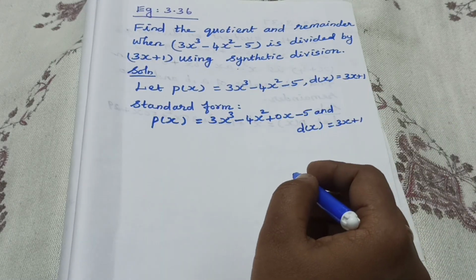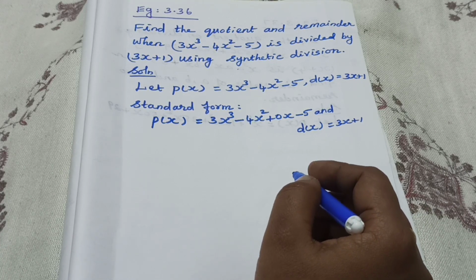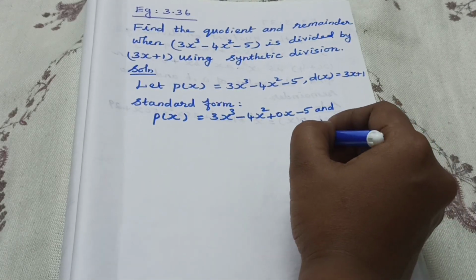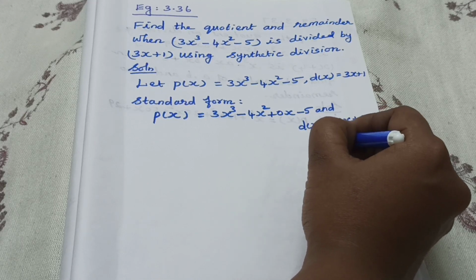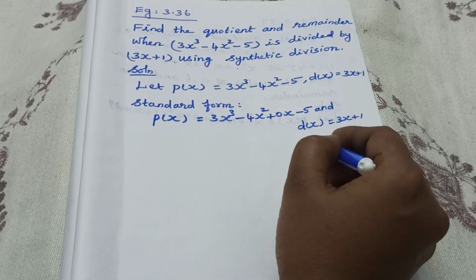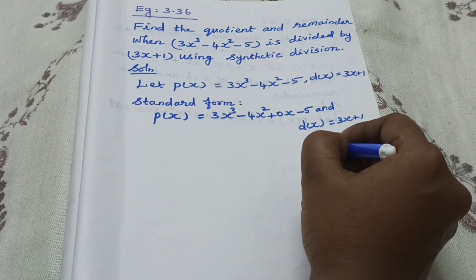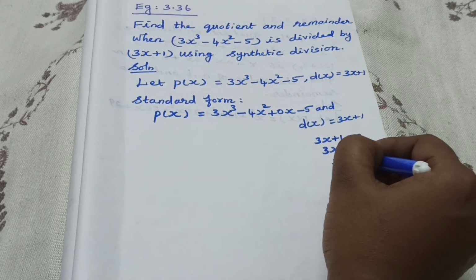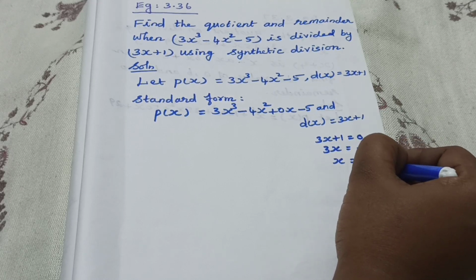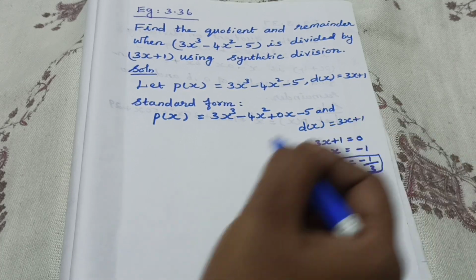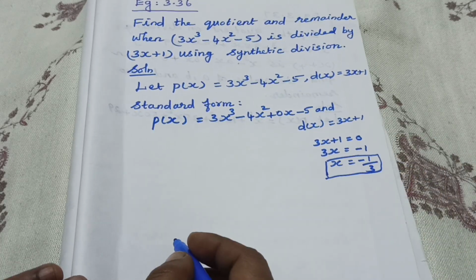First we have to find the 0 of the divisor. What's the 0 of this one? How can we find it? 3x plus 1 is equal to 0. We have to find the 0 of 3x plus 1. Therefore 3x is equal to minus 1, therefore x equal to minus 1 divided by 3. This is the 0. Then we have to divide by this minus 1 by 3.